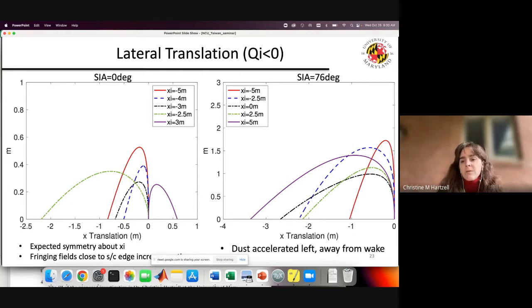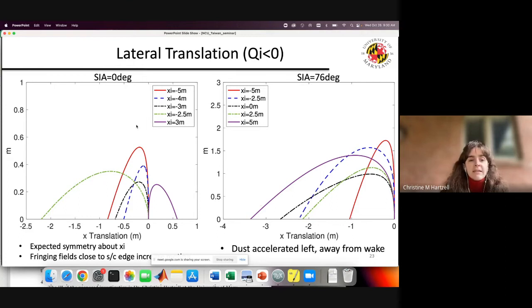So when we look at this case where solar incidence angle is 76 degrees, we see everything is being pushed left. Everything is starting at one location and then translating to the left. And that's because the wake behind the spacecraft is to the right. So all of these particles, which we initially loft with a negative charge, are being repelled from the spacecraft and repelled from the wake behind the spacecraft.